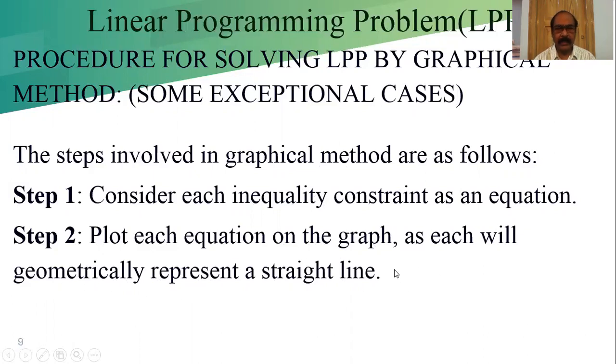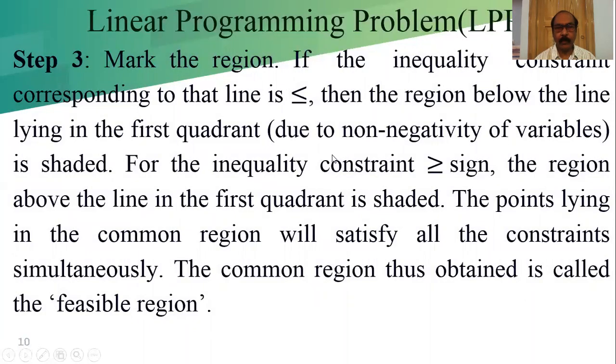Basically we are getting the straight lines in the positive quadrant because x and y both satisfy the non-negativity condition, so that's why we are plotting the lines in the positive quadrant of the xy plane.